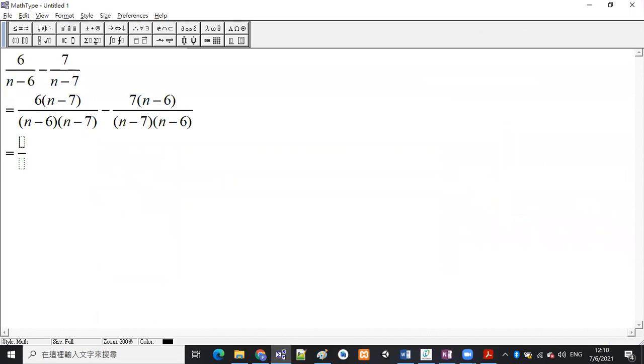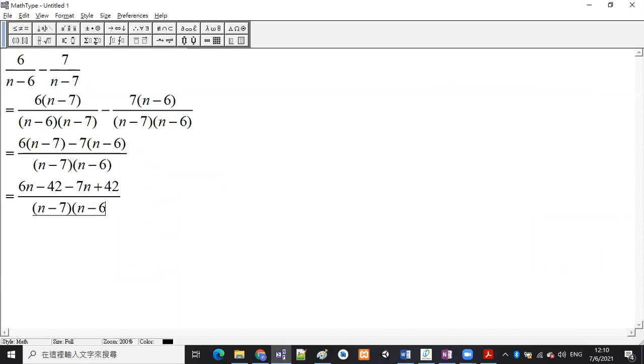Okay, and then merge the two fractions together like this, and then n minus 7, n minus 6. Okay, and then expand the bracket. So we have 6n minus 42 minus 7n, double negative becomes plus, 7 times 6 is 42. Okay, so n minus 7, n minus 6. And then calculate the like terms. So 6n minus 7n becomes negative 1n or negative n. And then minus 42 plus 42, they are cancelled by each other. And then the denominator is n minus 7, n minus 6.